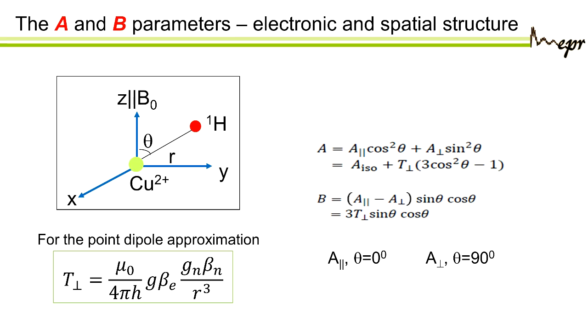So now, when theta is equal to 0, we measure A parallel. When it's 90, we measure A perpendicular. Now the B term depends on the same parameters, but it has a different orientation dependence. You see, it really depends on sine 2 theta.